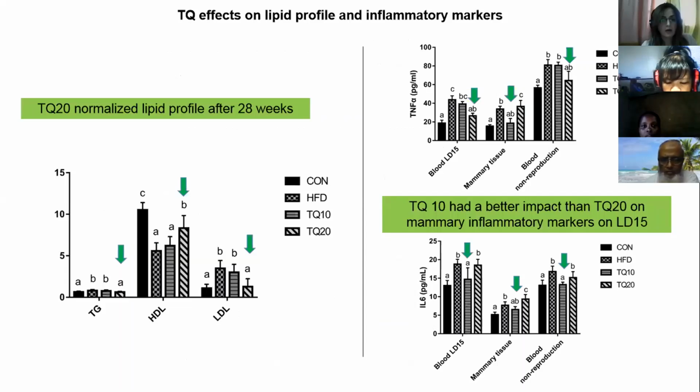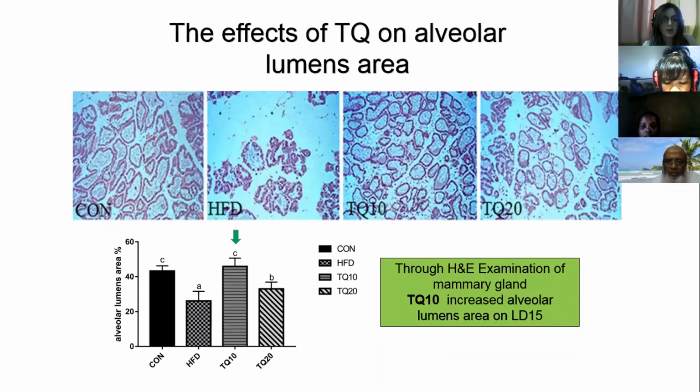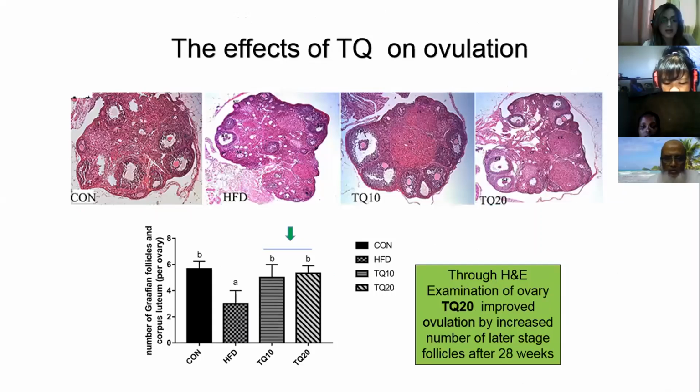Here, whole mount examination on pregnancy day 18. We found that TQ10 improved mammary epithelial density, and in a similar manner, by examining mammary glands through HE analysis, we found that TQ10 increased alveolar luminal area. Through HE also, we examined the ovary and we found that TQ20 improved ovulation by increasing the number of later stage follicles after 28 weeks of starting the diet.